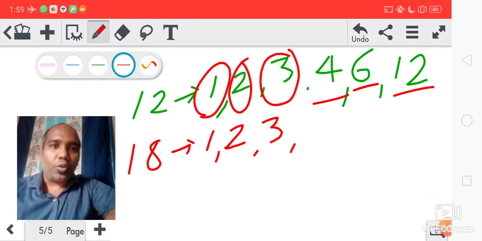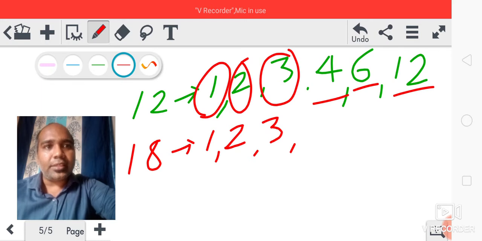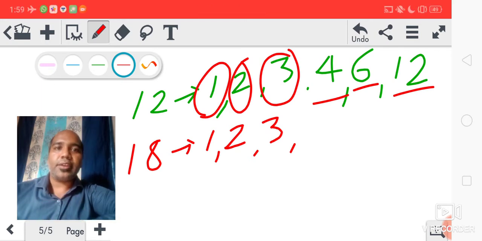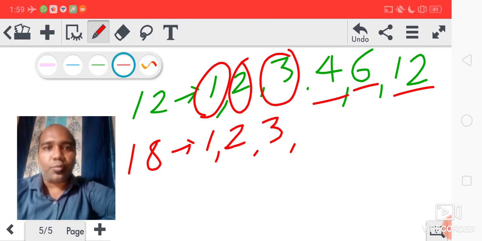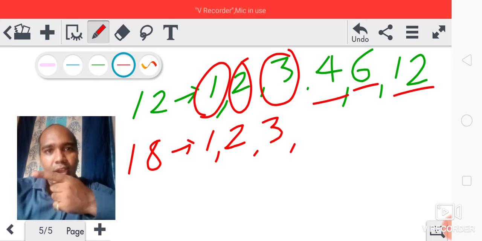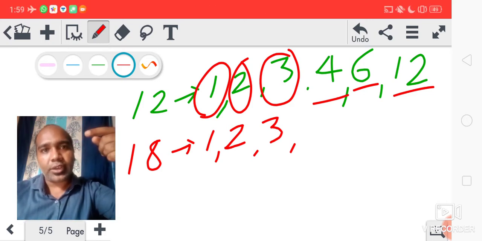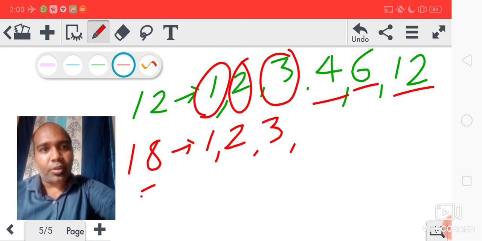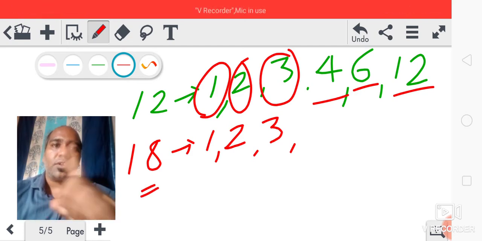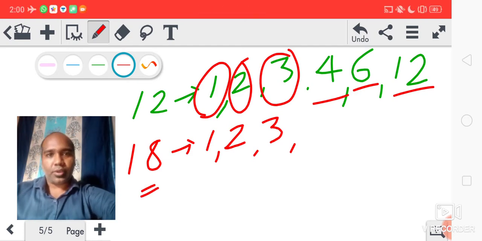Okay, now is 4 a factor of 18? In the table of 4, do we get 18? 4 3s are 12, 4 4s are 16, 4 5s are 20. After 16 we get 20. We don't get 18 in the table of 4. So 4 is not a factor of 18.